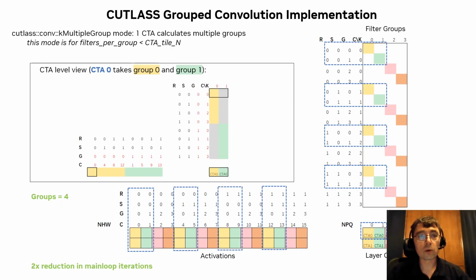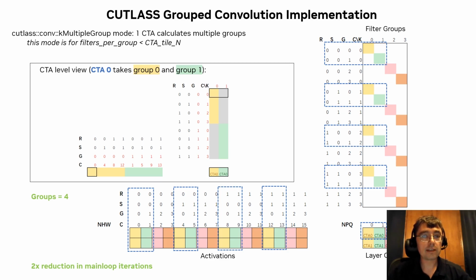Not all workloads support this type of mapping. If the number of filters per filter group is smaller than the thread block tile, the thread block will spend much of its time multiplying by 0. This is wasteful. We can improve overall utilization by defining a mapping mode in which one CUDA thread block computes the result of multiple filter groups.